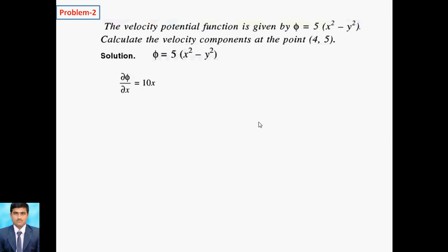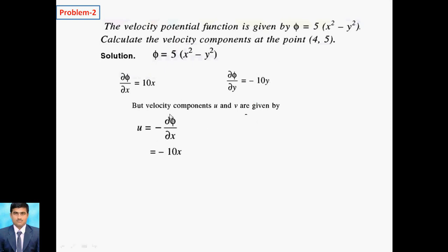So here we find the velocity components, that's why I can differentiate this with respect to x. So what will happen? 10x. If you take with respect to y, what will happen? Minus 10y. And for the velocity components u and v, as you know, u means minus dou phi by dou x, in the velocity potential function. So instead of dou phi by dou x I can write 10x, minus is as it is, so u is equal to minus 10x, and dou phi by dou y is equal to minus 10y, right? If you take the derivative with respect to y, phi x square is constant, so minus 2, that means nothing but 10y.